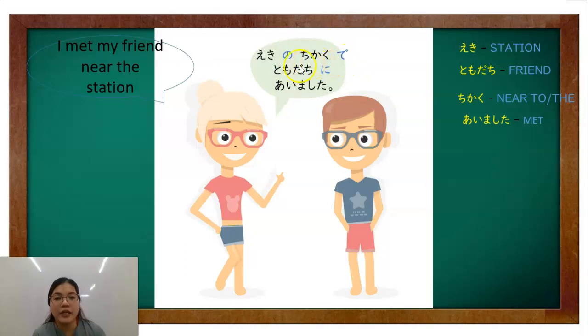Okay? So kahit na place siya, since dun natin ginawa ang isang action, which is the aimashita, so that's why it is indicated as particle de.